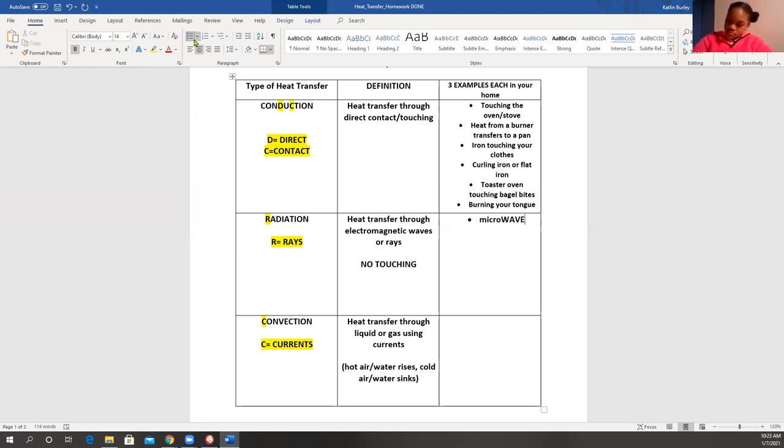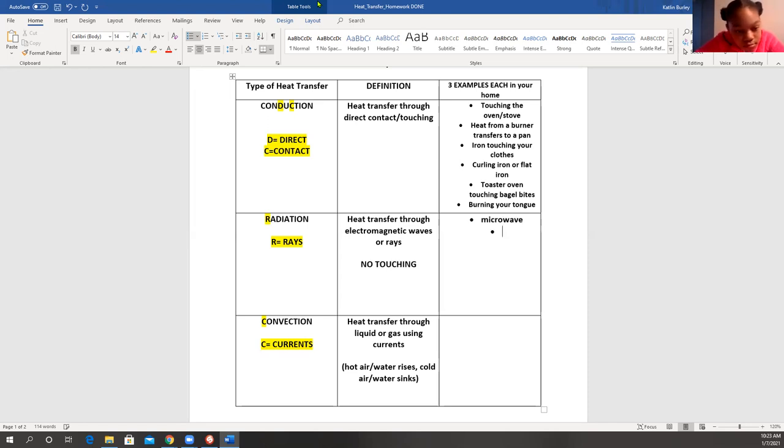I had one person put, not in this class, toxic waste. That's a different kind of radiation. Remember, it's nuclear radiation. It's very different. That's the kind of radiation from the Fukushima Daiichi plant that was destroyed during the Japanese tsunami. So it's different. We're talking about heat specifically here. Yeah, I would hope not. I didn't even think about it like that, but yeah.